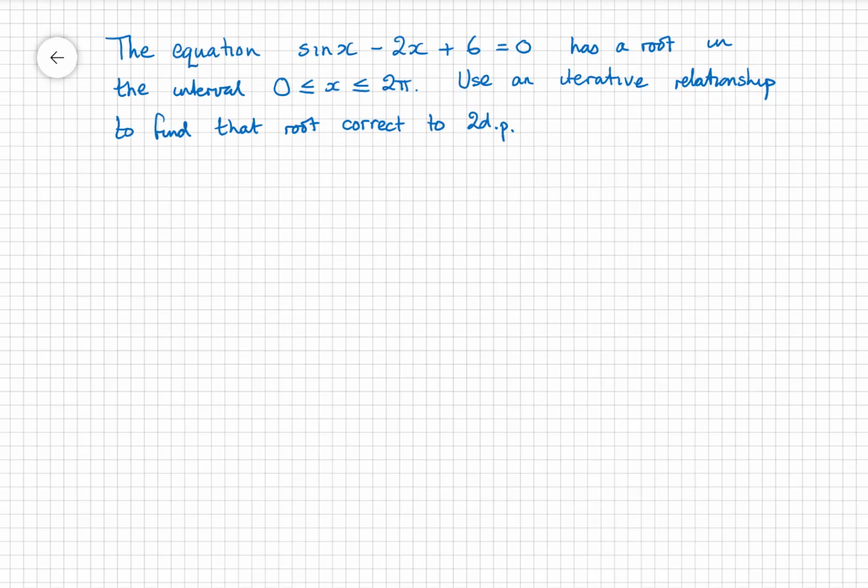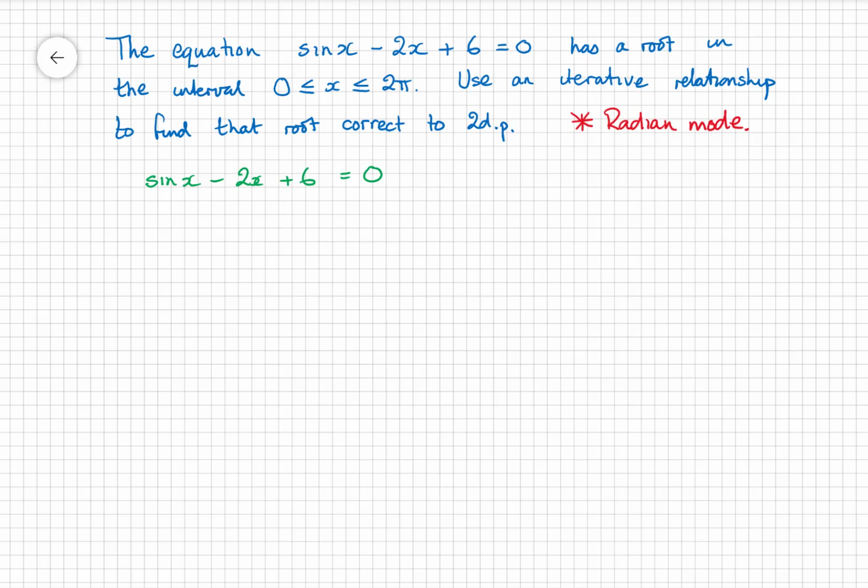In this example, we're given the equation sin x minus 2x plus 6 is equal to 0. And we're told that that has a root in the interval between 0 and 2 pi. That immediately reminds us that we need to be in radian mode as we try to solve this equation. We're asked to use an iterative relationship and find that root correct to 2 decimal places. So we begin with the equation, and we've got to get it into the situation where we've got x on its own on one side.